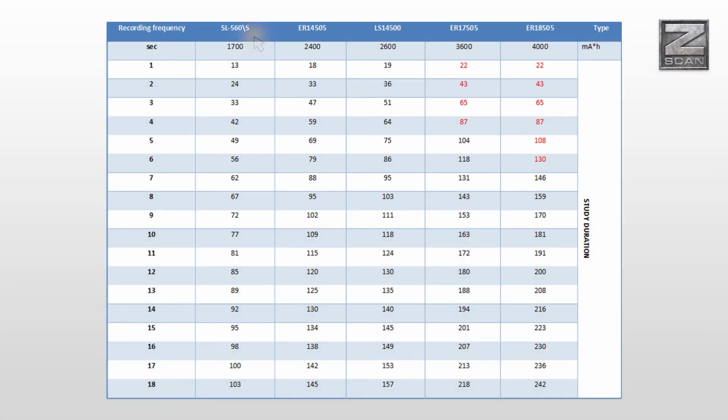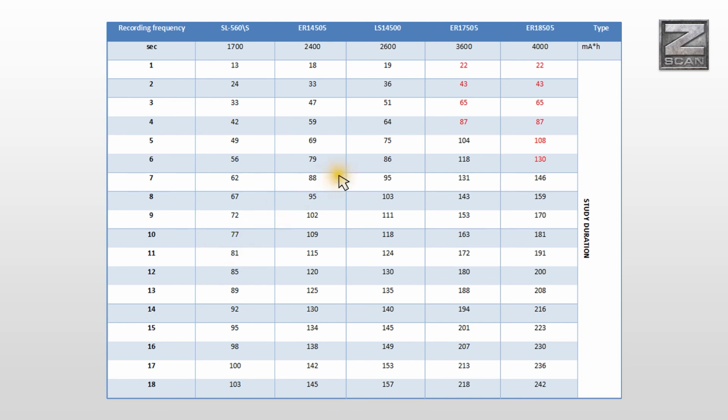Let's look at a specific example. If we take the SI560S battery with a capacity of 1700 mAh and set the recording frequency to 1 second, then the battery capacity will be enough for 13 days. If you also take this battery, but set the recording frequency to 10 seconds, then the capacity will be enough for 77 days.